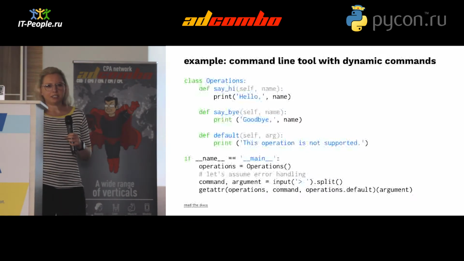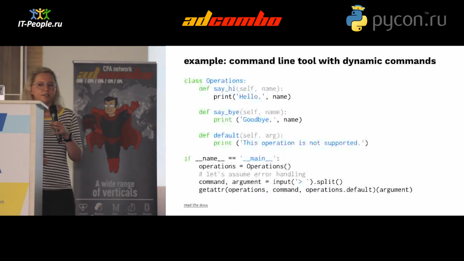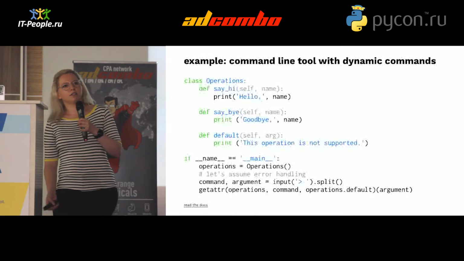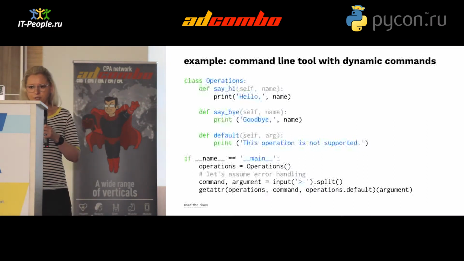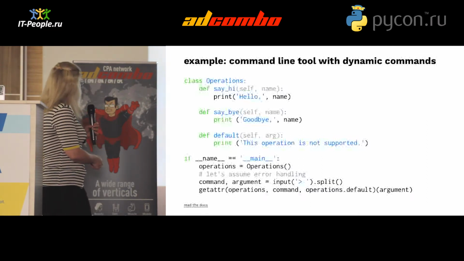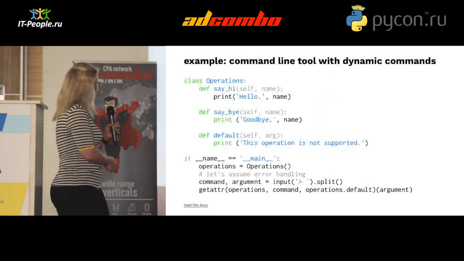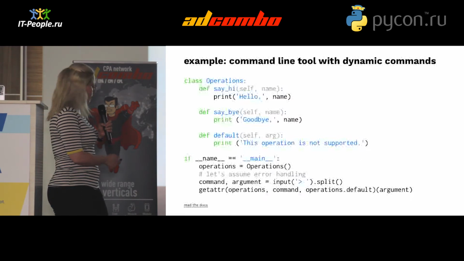So here's a pretty simple use case. Let's say we have a command line tool and we want to be able to dynamically run commands. So we have a class Operations. We define two methods, say hi and say bye, and a default action. Here we have a main method, and we instantiate this class, and let's assume we have some good error handling here because, you know, given more than two parameters, this is going to barf. So now we getattr on operations, this instance, given a command, if the command is not found, perform the default, and we take an argument.